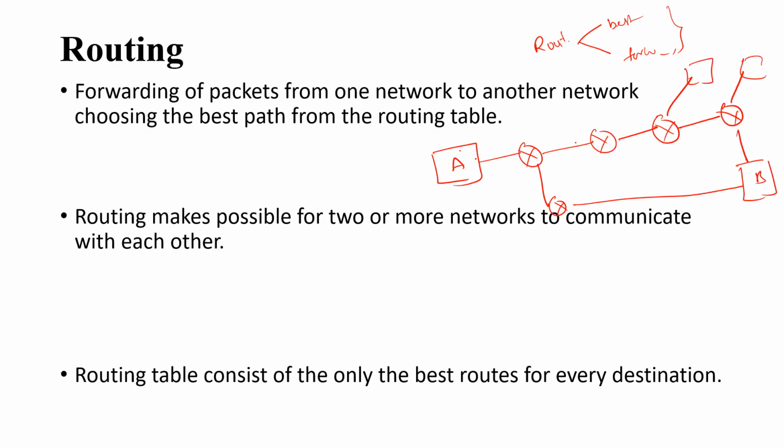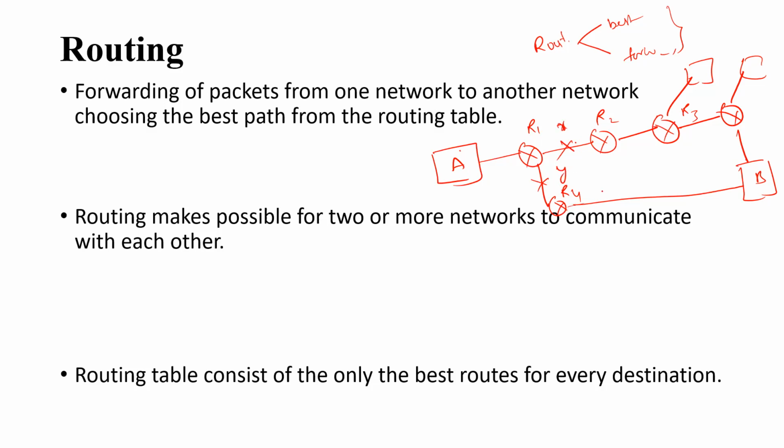If you want to reach from A to B, first it has to reach this router. Router 1, router 2, router 3, and router 4 are available. If you want to reach from computer A to computer B, how many paths do we have available? Two paths. This is one path and this is another path. Consider this path is called X path and this is Y path.